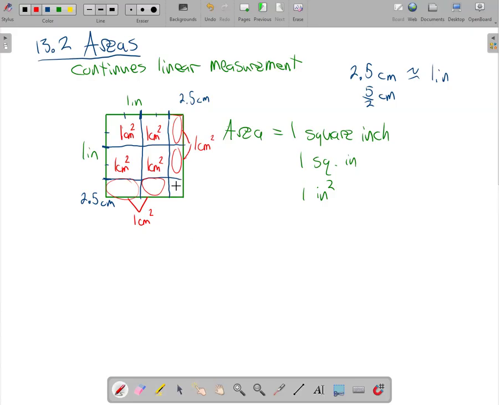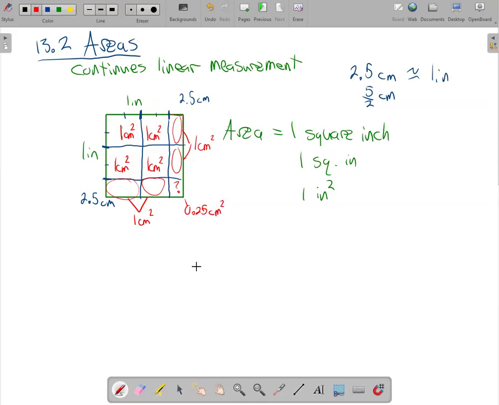What about this little chunk in the corner? It's a 1/2 by 1/2. What would it be then? A quarter, yeah, it should be a quarter of a centimeter. Now, centimeters are better in decimals than fractions. So a quarter as a decimal would be 0.25. So this chunk right here is 0.25 square centimeters or centimeters squared.